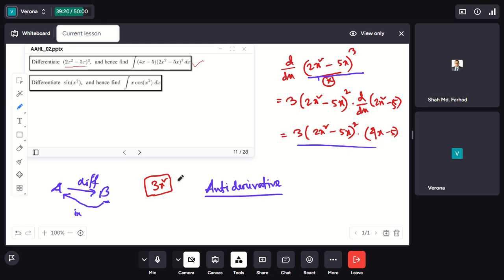So here we are asked to integrate 4x minus 5 and (2x square minus 5x) whole square dx. Okay, so we have this term, right? We are asked to integrate this.